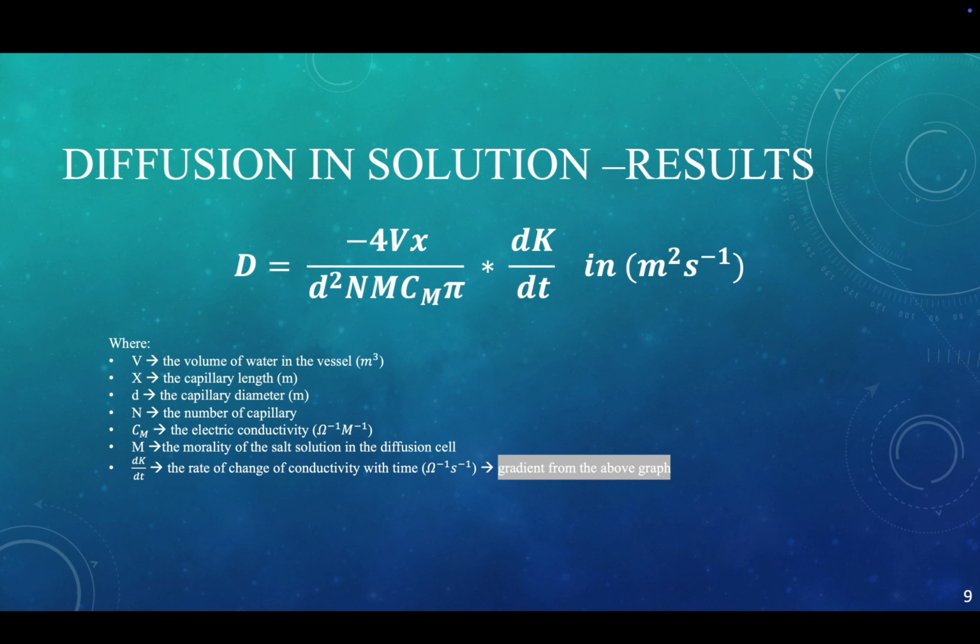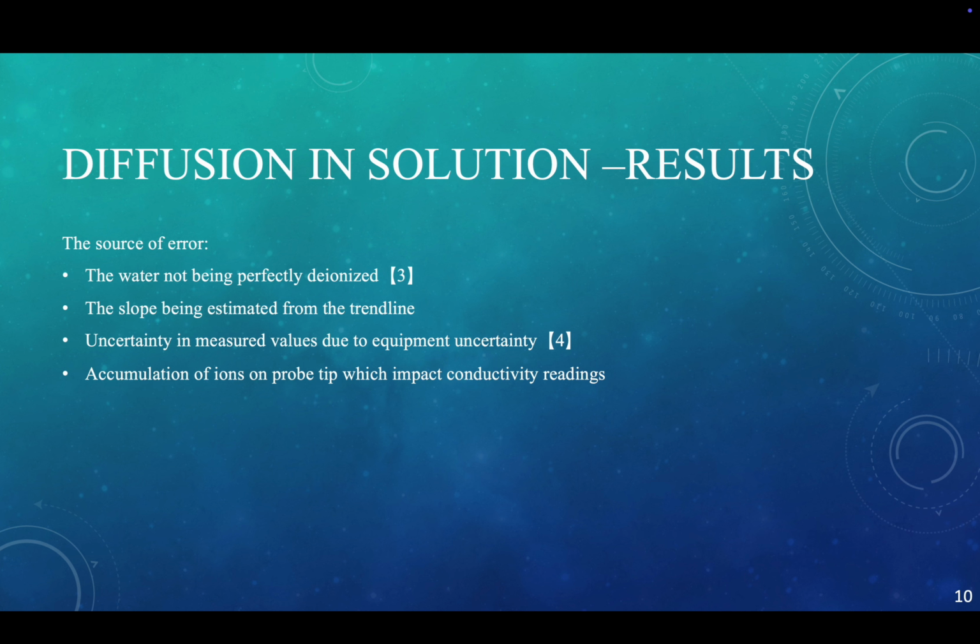We then calculate the diffusion coefficient via the following equations. Hence, the diffusion coefficient equals minus 2.16 times 10 to the power of minus 6 m² s⁻¹. The sources of error that we found might be the water not being perfectly deionized, the slope being estimated from the trend line, and uncertainty in measured values due to equipment uncertainty. Accumulation of ions on the probe tip will impact conductivity readings.